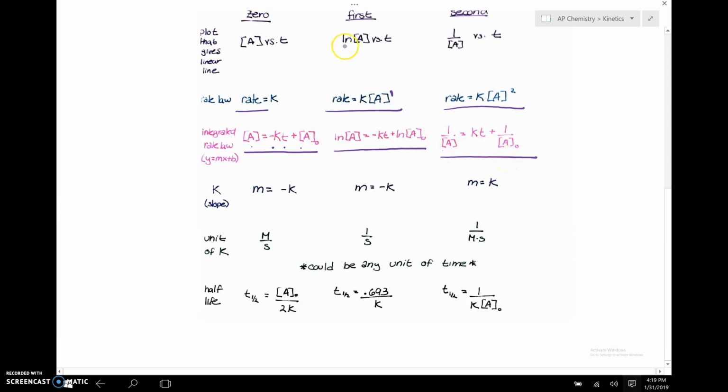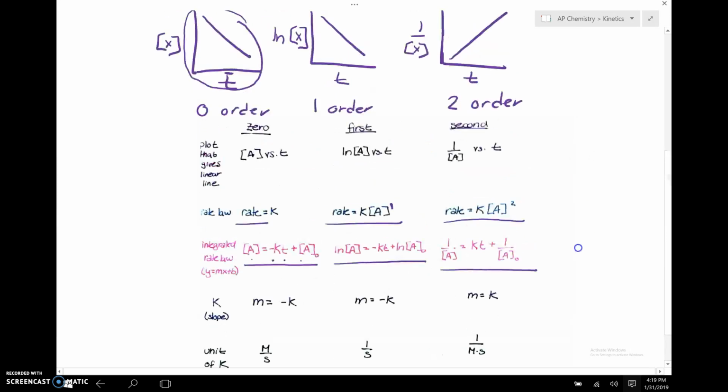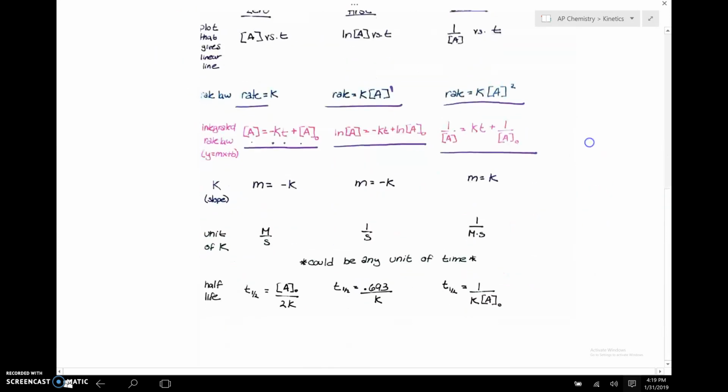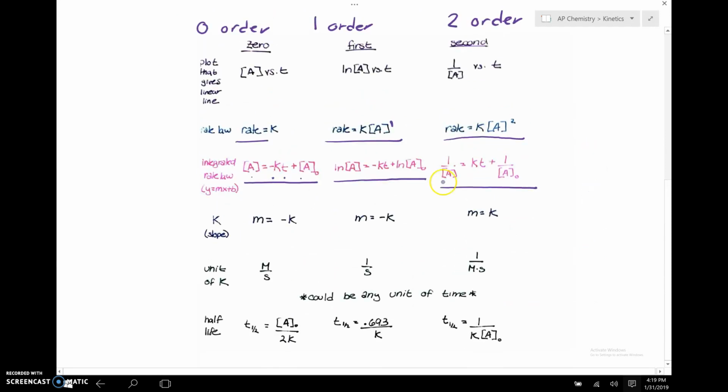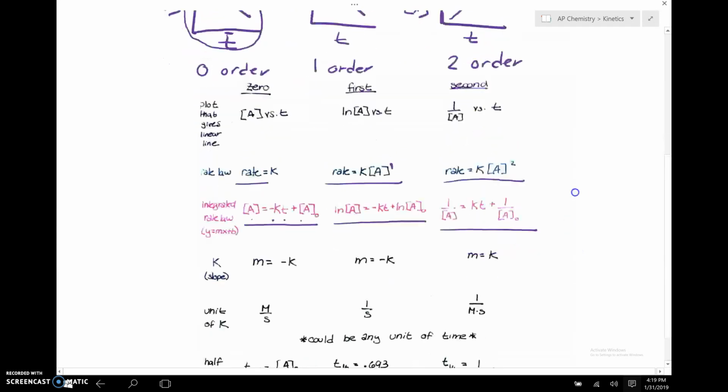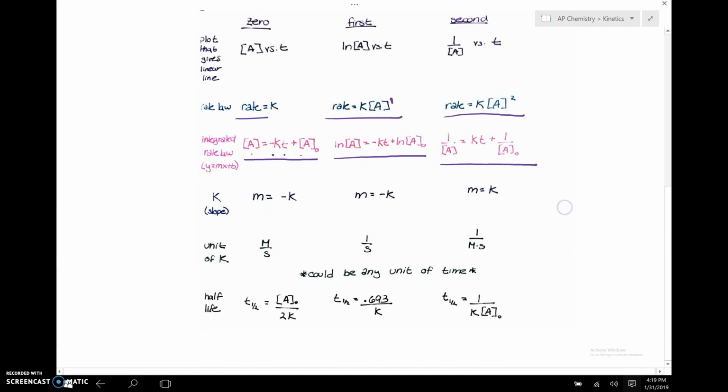If our graph is natural log of A, then y is natural log of A, and this is going to be the natural log of A at time equals 0. Again, we have that negative sign because that graph has the negative slope. Right over here, for the second order reactions, you can see it's the reciprocal. We don't need the negative here because our graph actually has a positive slope already. The k value should always be positive. And then the intercept. So there's that.